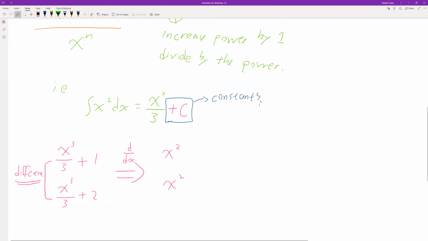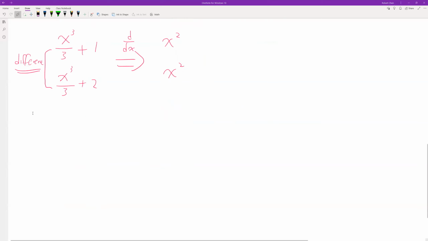Now, of course, we will see a lot of examples today, and let's start with our first integral rules.